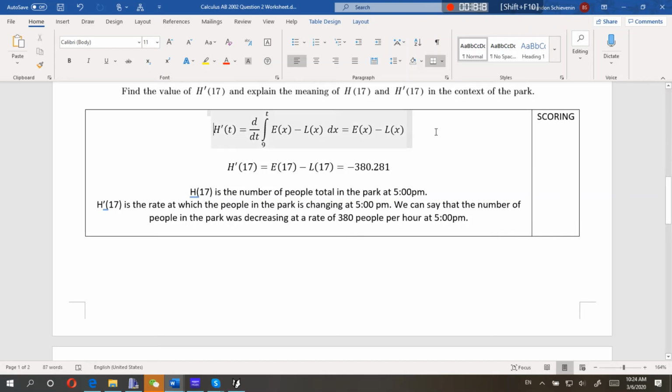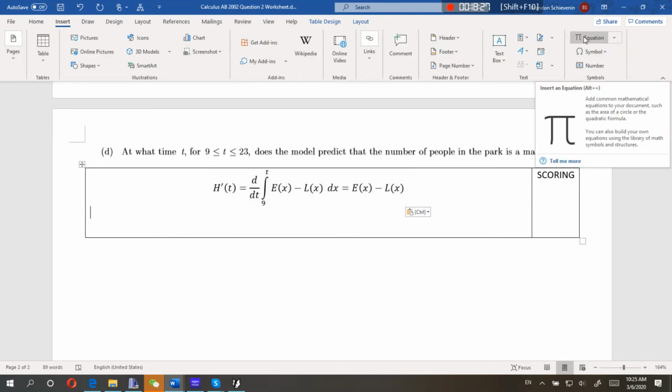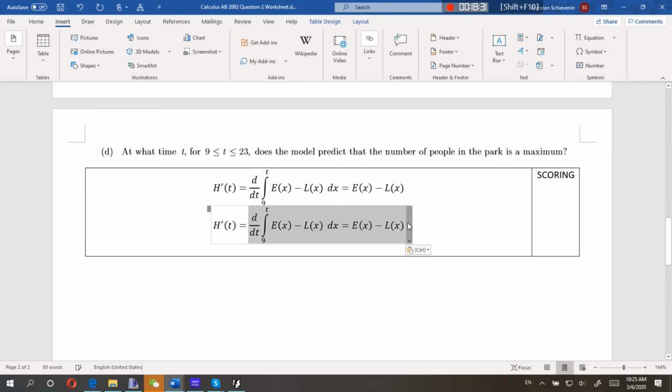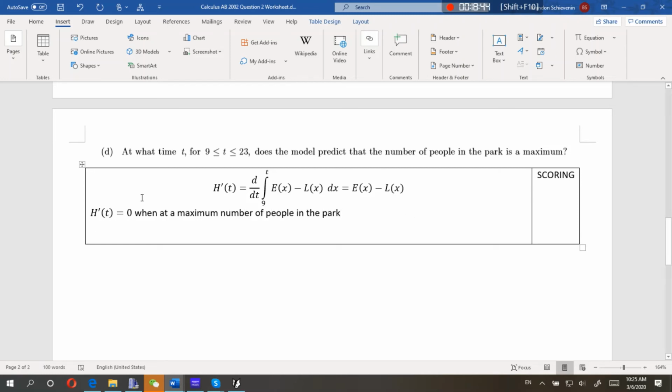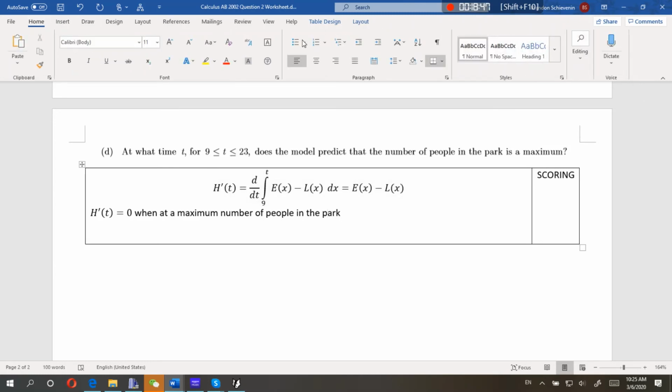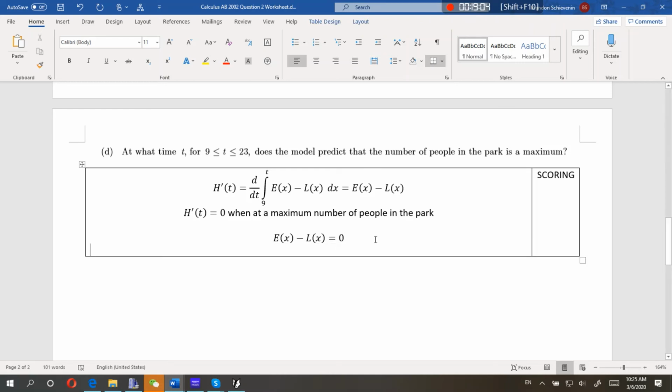Okay, so I can say h prime of t is e minus l. And then h prime of t needs to be equal to 0 when we are at a maximum of the number of people in the park. Okay, therefore e minus l should be equal to 0. And then we can solve for t.